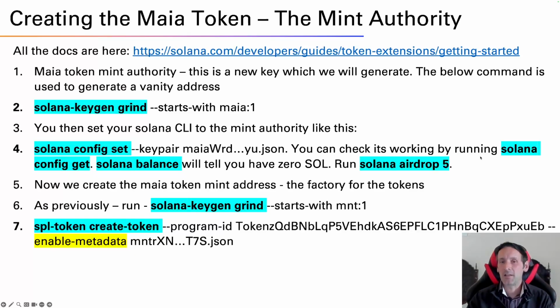And then you can check that it's working, as I say here, by calling solana config get. So you make sure that it's actually pointing to the new key pair that you just generated. And then if you run solana balance, because it's a new key pair, you'll find that you have 0 SOL in there. So you need to run a command to airdrop some SOL.